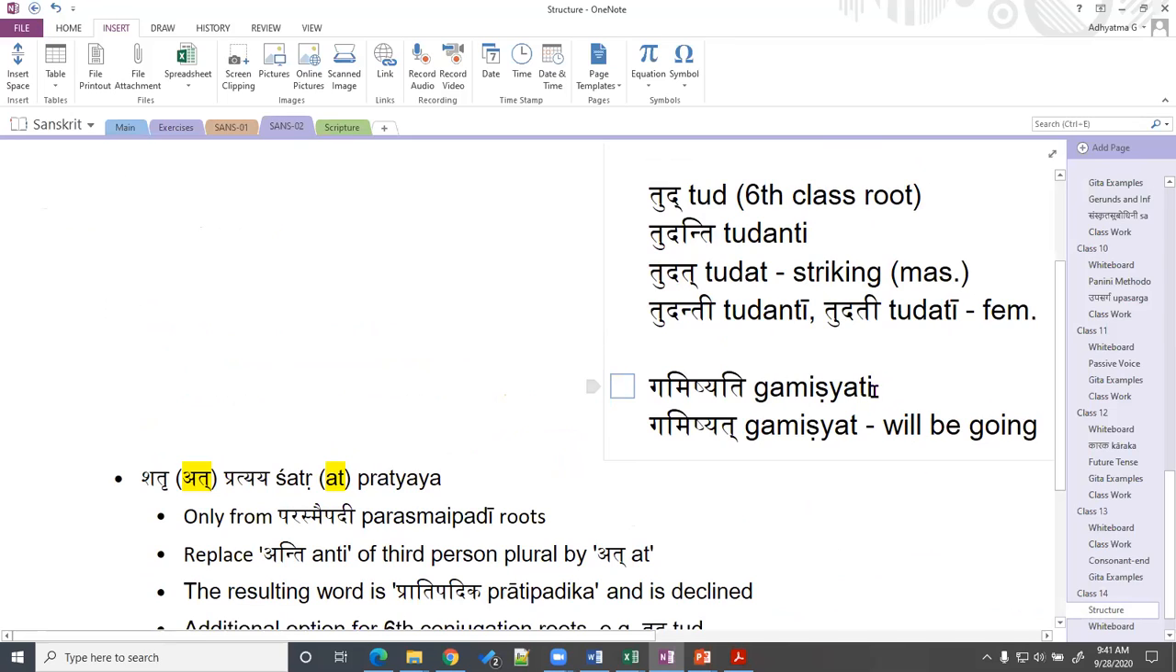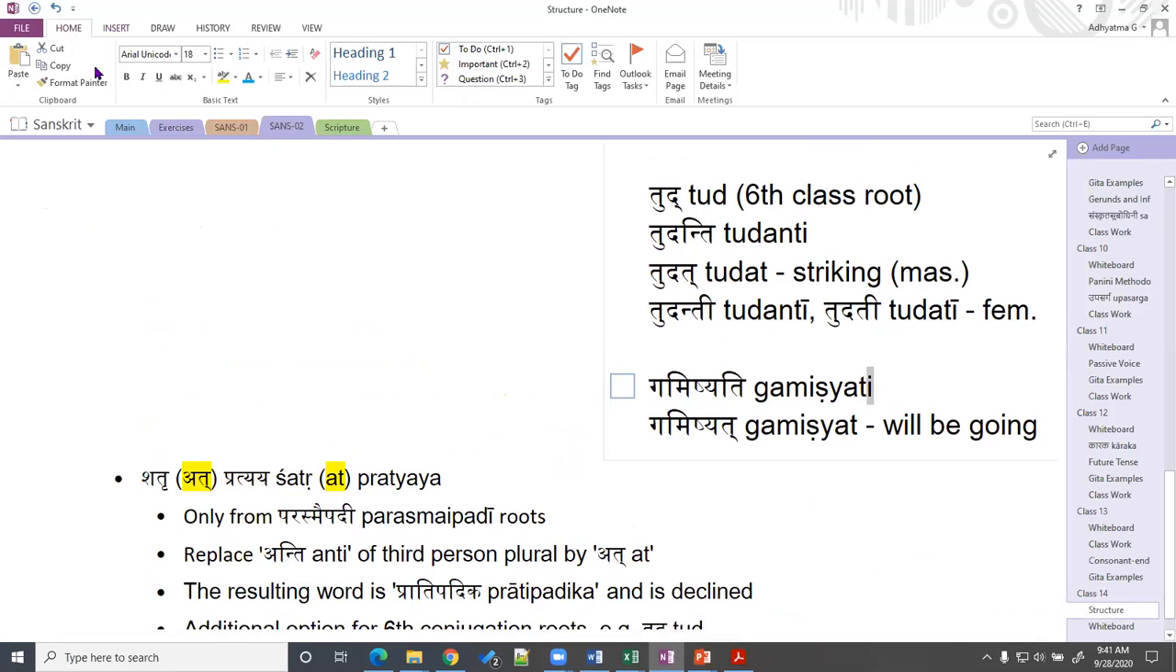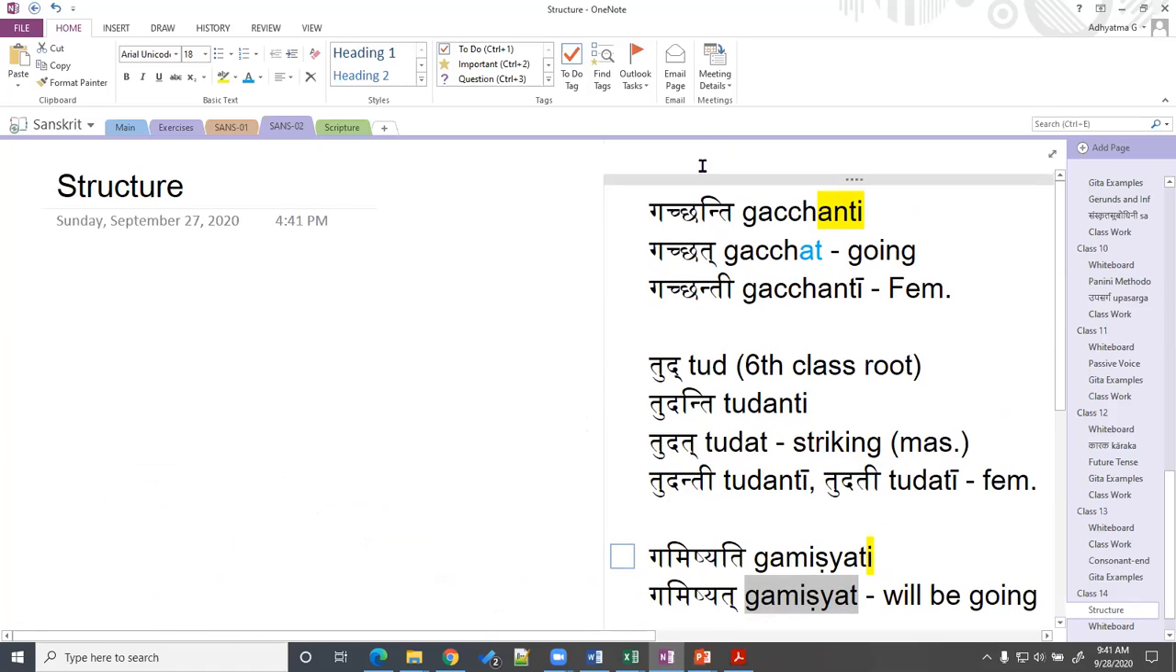then I can just remove the ikara, this thing, and that will work. So in the future, you can actually have this logic for the future participle. Just remove this and you will have the participle form. So it will be okay. But not in the present participle. For the present participle, you should take the third person plural form only.